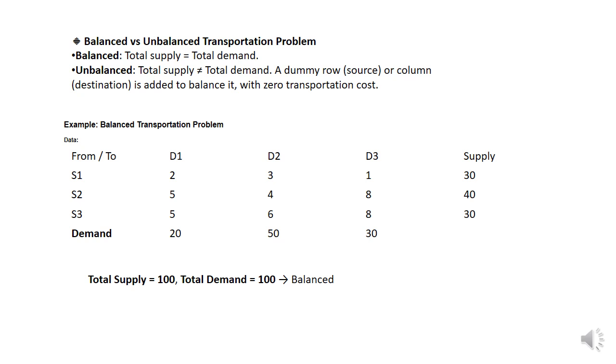Balanced versus unbalanced transportation problem. A balanced transportation problem means total supply is equal to total demand, and an unbalanced problem means total supply is not equal to total demand, in which case a dummy row is added for balancing purposes. Here on the screen is an example of a transportation problem, in which data from S1, S2, S3 and demand D1, D2 and D3 is given. Here the total of D1, D2 and D3 and of S1, S2 and S3 are equal, that is demand equals supply. So this sum is a balanced type of sum.